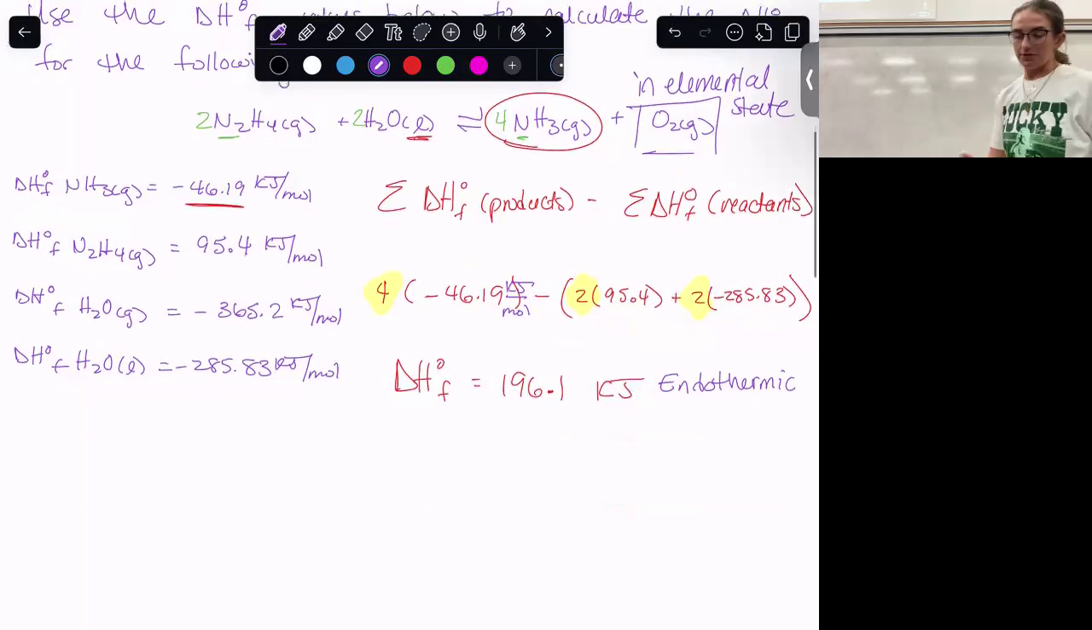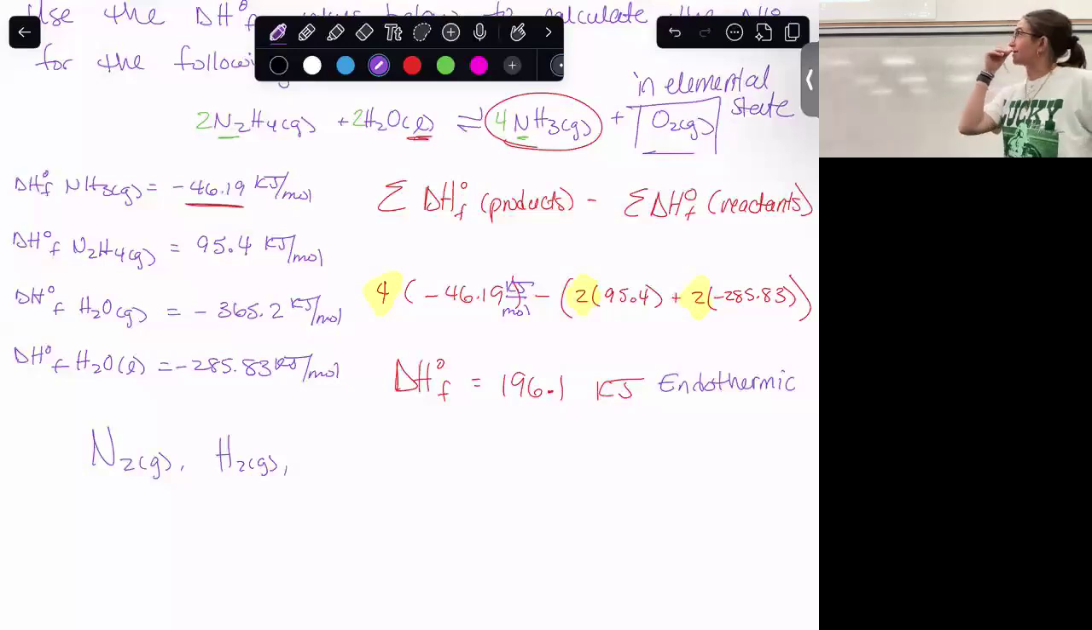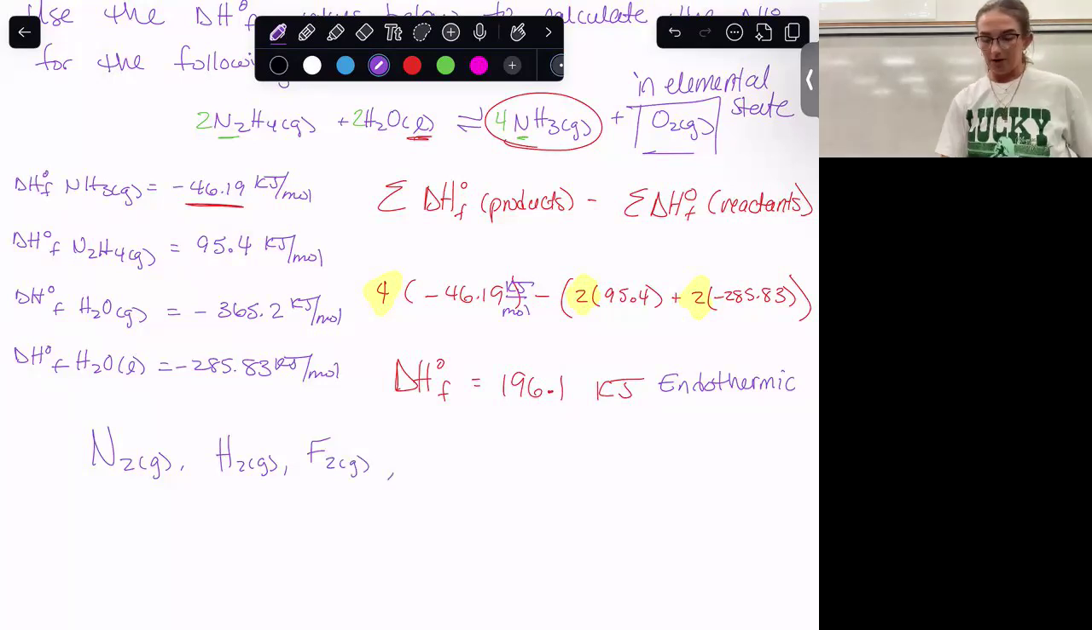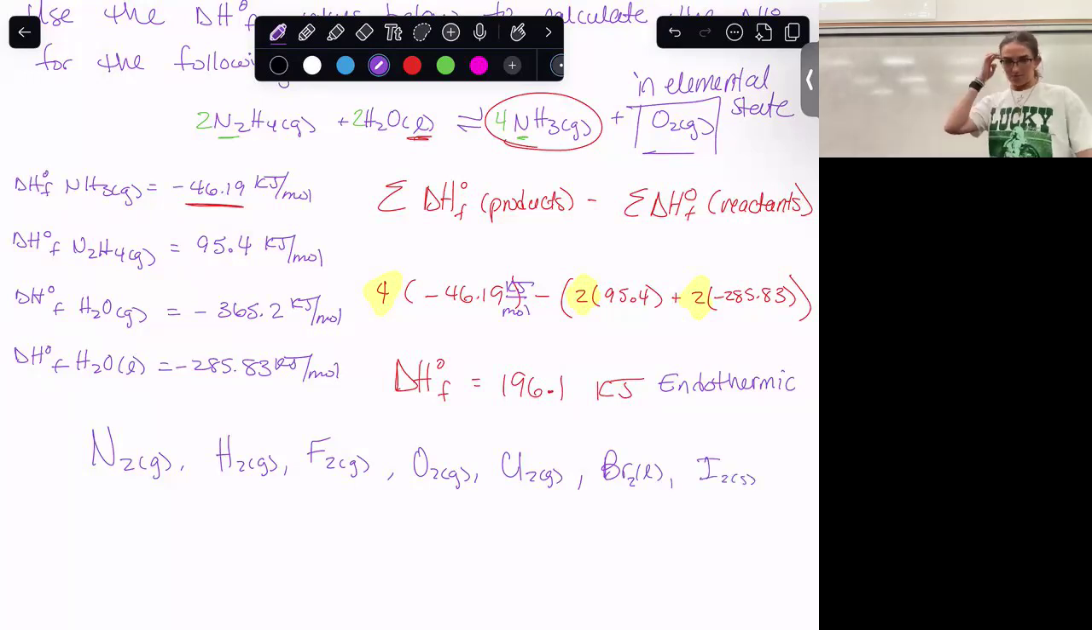So, right, if you see N2 gas or H2 gas or F2, what else exists? O2, Cl2, bromine liquid, and I believe those are the correct states. But all of your diatomic elements: nitrogen, oxygen, fluorine, chlorine, bromine, iodine, and hydrogen. If you see those in a reaction, those will all have a heat of formation of 0.